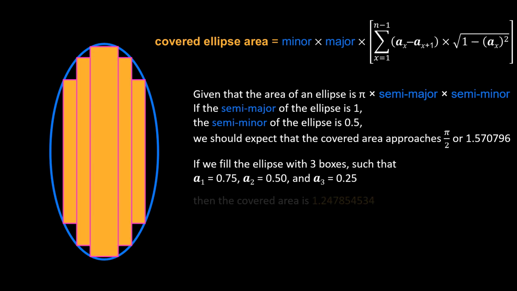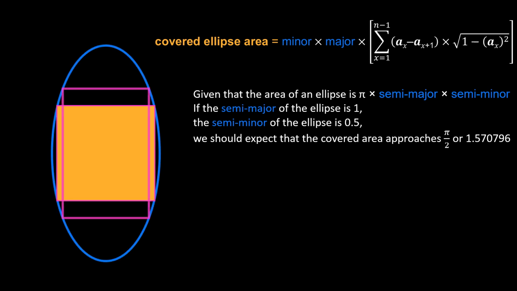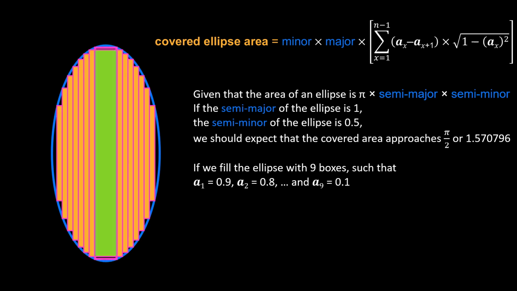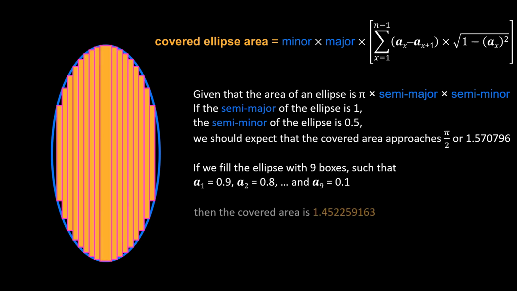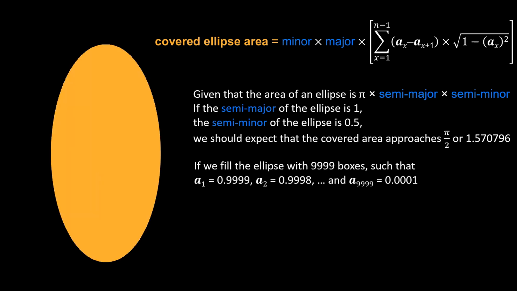If we fill the ellipse with 3 boxes, then the covered area is 1.24. If we fill the ellipse with 9 boxes, then the covered area is 1.45. If we fill the ellipse with 9,999 boxes, then the covered area is 1.57.